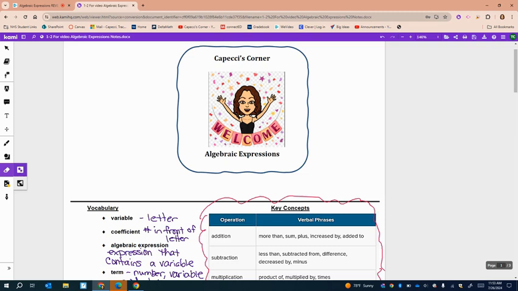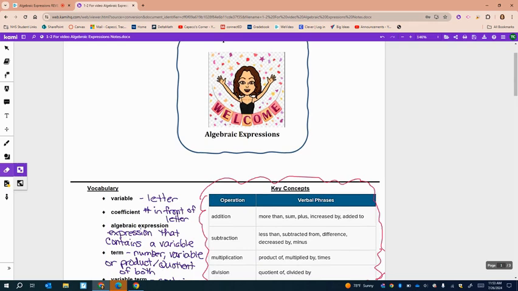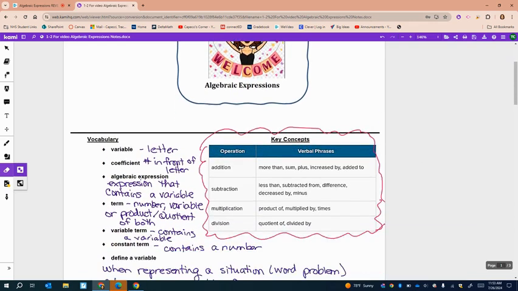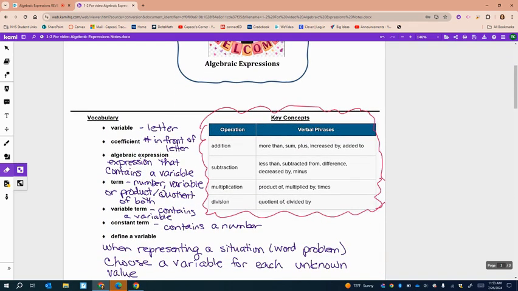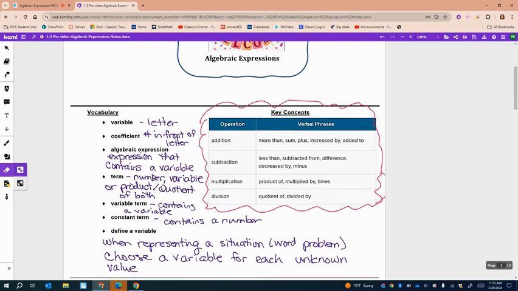Welcome to Capechi's Corner. Today we're going to talk about algebraic expressions. So we do have some vocabulary words to go along with that topic. So we'll just go through those. If you need to come back to them to reference them, you can.